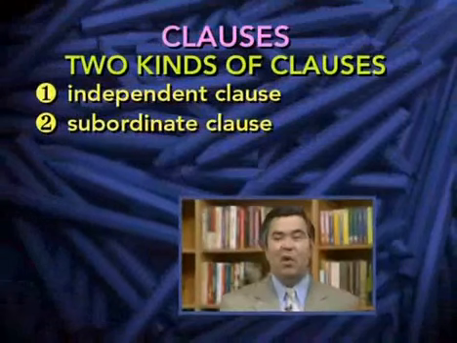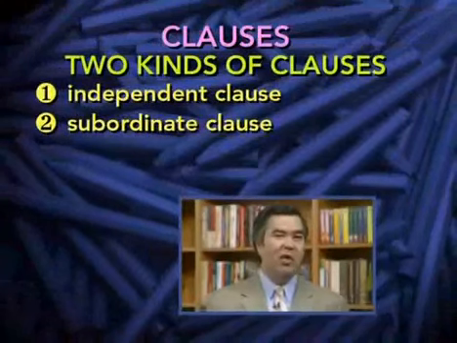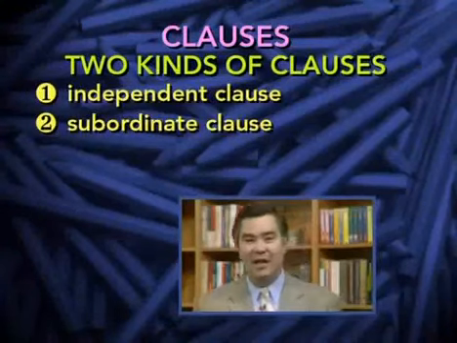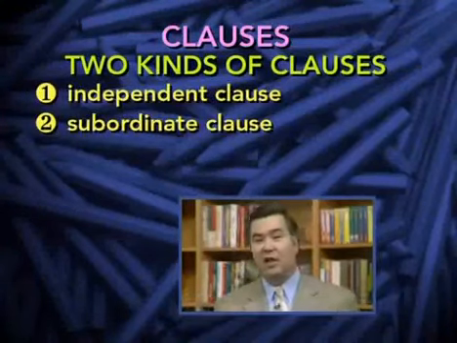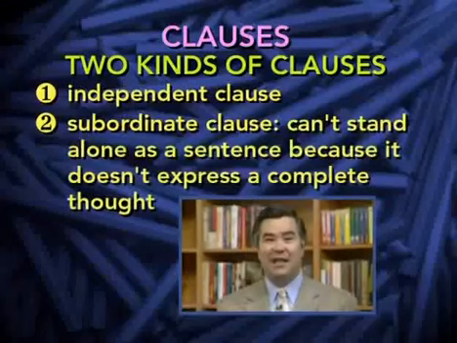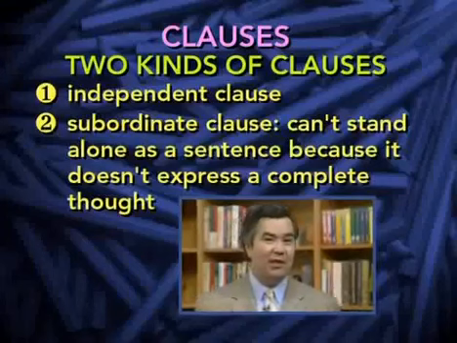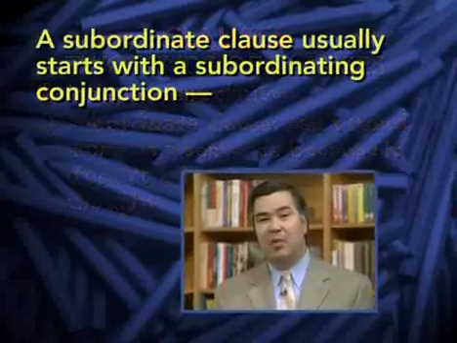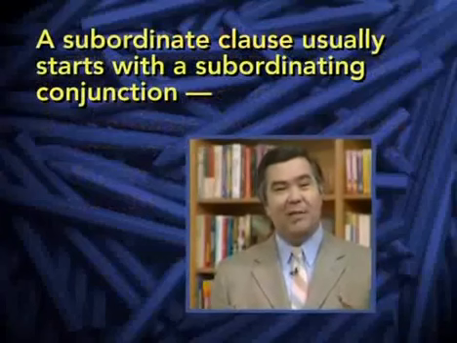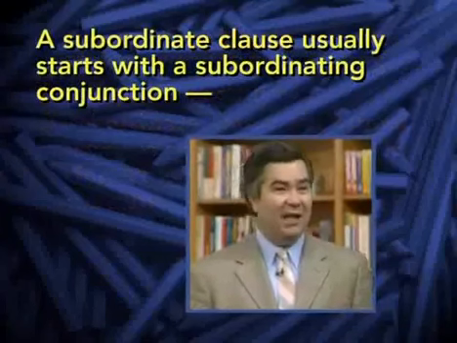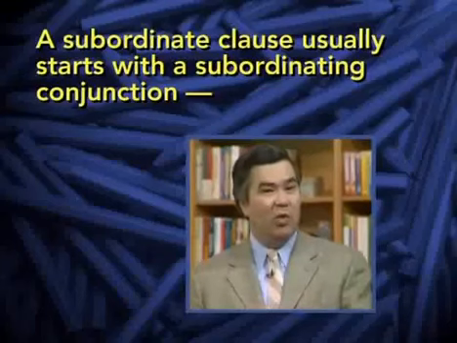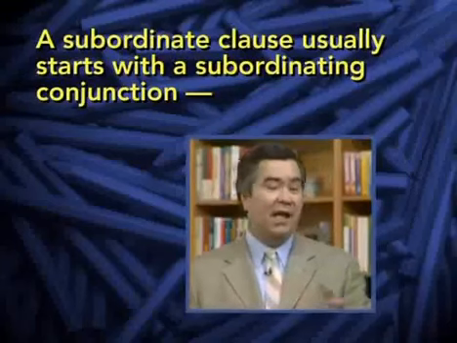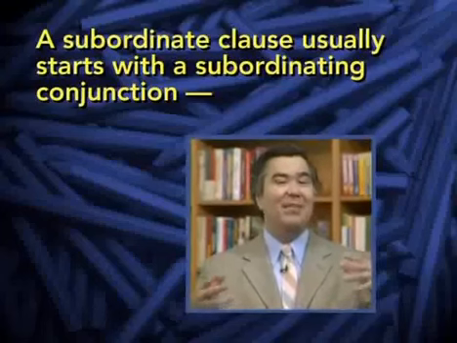Well, if an independent clause can stand alone as a sentence, what do you call a clause that cannot stand alone as a sentence? The answer is a subordinate clause. The word subordinate means following or less important than, and this describes what these clauses are like. A subordinate clause can't stand alone as a sentence because it doesn't express a complete thought. Usually, subordinate clauses begin with particular types of words which are known as subordinating conjunctions. A conjunction is a word that connects two groups of words, and the word subordinating means making something less important.